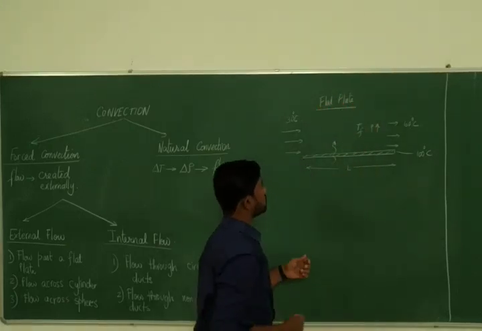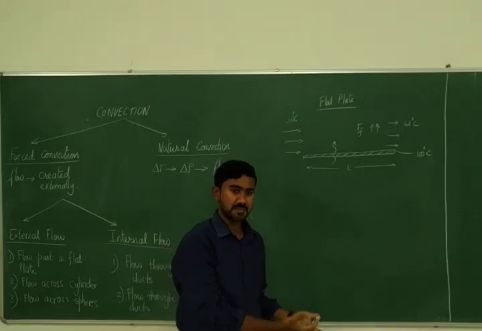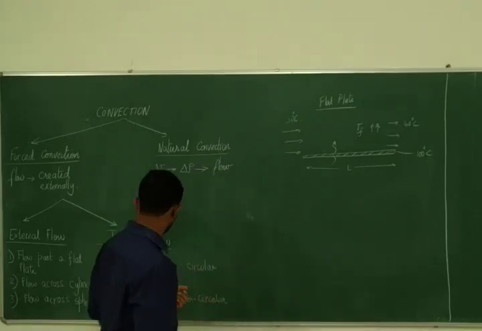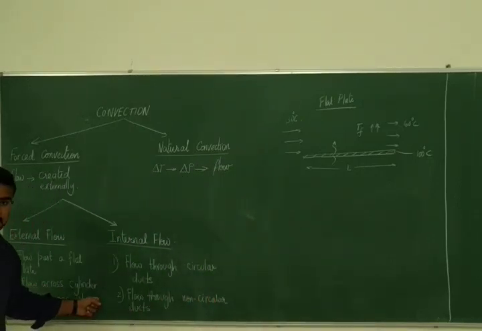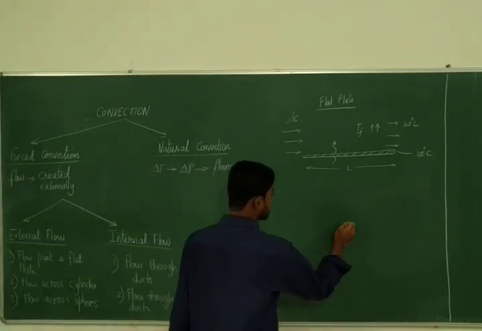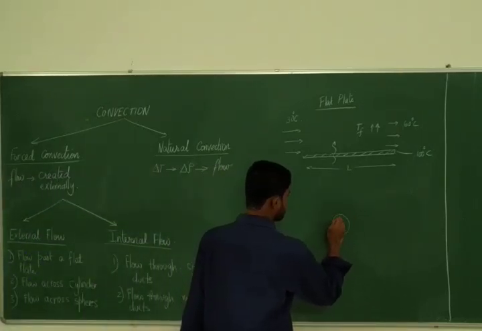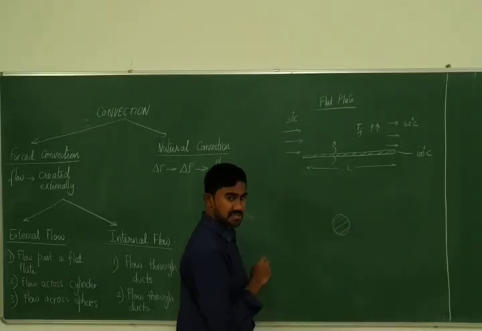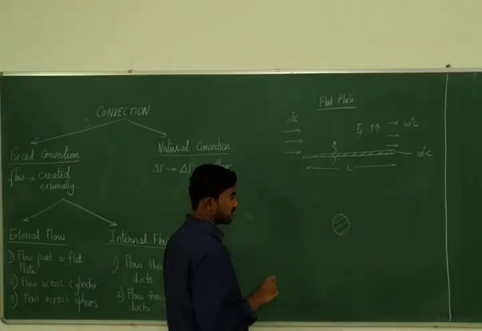This is external flow because the flow is happening outside the plate. This is called an external flow. Then you can have flow across a cylinder. So you could have a cylinder like this. That is the front view of the cylinder, so the cylinder is going inside the plane of the board.